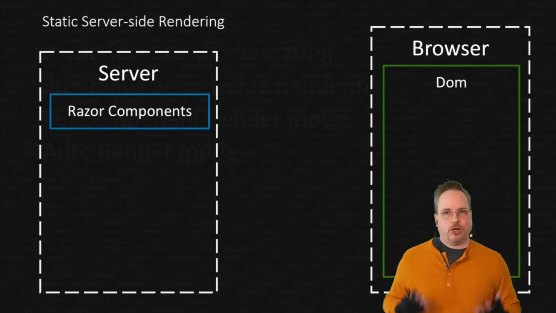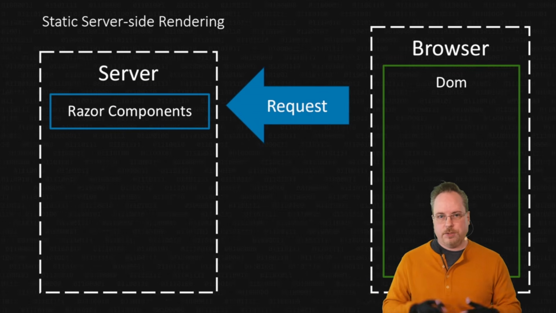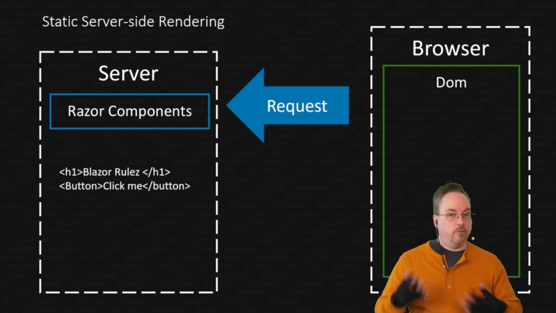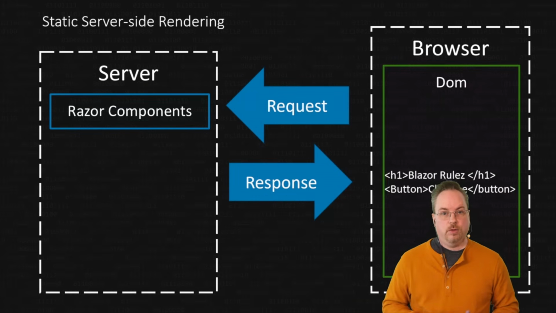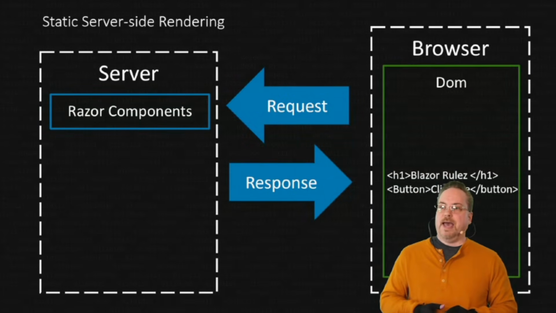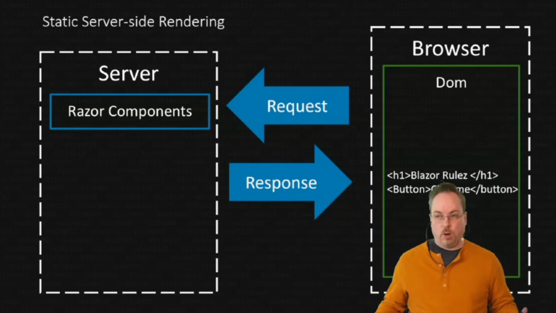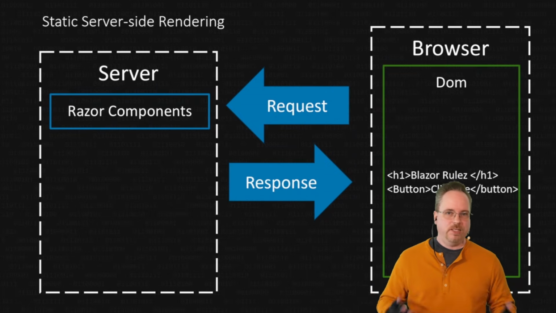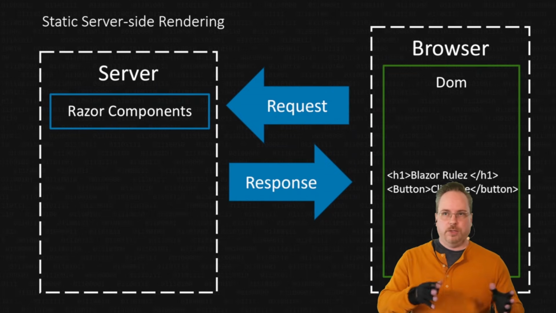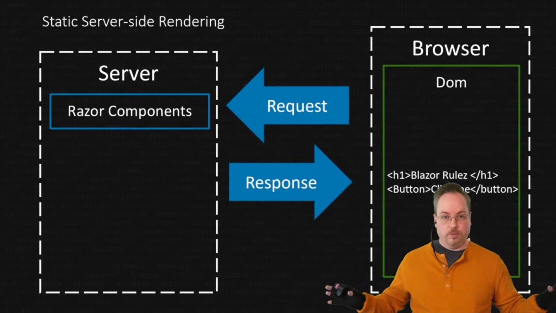So static server-side rendering, that means that we've got the browser. It's going to send a request back to the server. The server is then going to render something and send that back to the web browser. Now this is the end of the whole communication. There's no SignalR involved, there's no WebAssembly involved. The button is not going to work. We just did the whole transaction. So this is very similar to MVC or web forms. It's just going to send a request, get a response, and then we're going to be done with it.